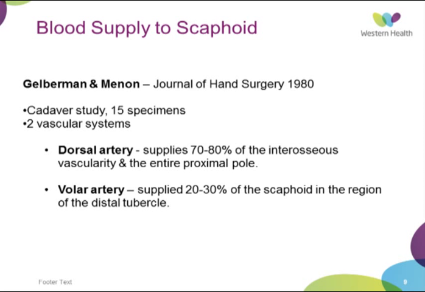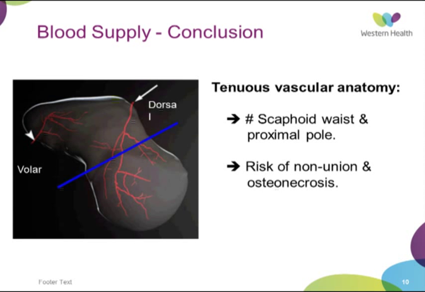There have been a few cadaver studies done in the past, one of them by Gelberman in 1980, which again showed that the dorsal artery supplies around 70 to 80% of the proximal portion of the scaphoid, whereas the volar artery supplies only 20 to 30% at the distal tubercle. The importance of the tenuous blood supply to the scaphoid is that if we have a fracture of the waist or the proximal pole of the scaphoid, we can see from this diagram that it will disrupt the blood supply to the proximal end of the scaphoid.